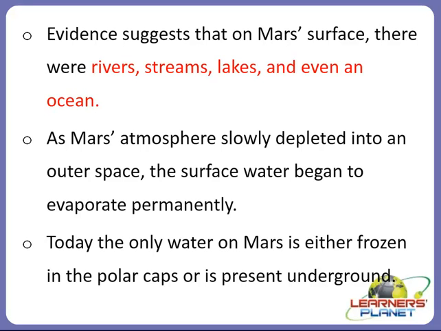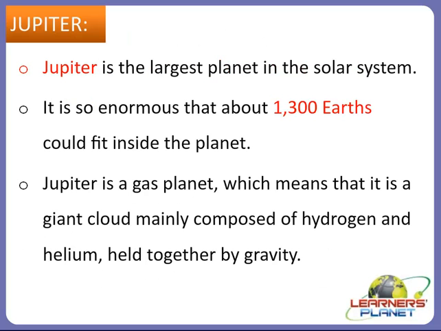Now let us move on to another planet, which is Jupiter. Yes, so we studied all about the inner planets. Now let us study about some different kinds of planets like Jupiter. As you know, children, Jupiter is the largest planet in the solar system, and it is so enormous that about 1300 Earths could fit inside the planet.